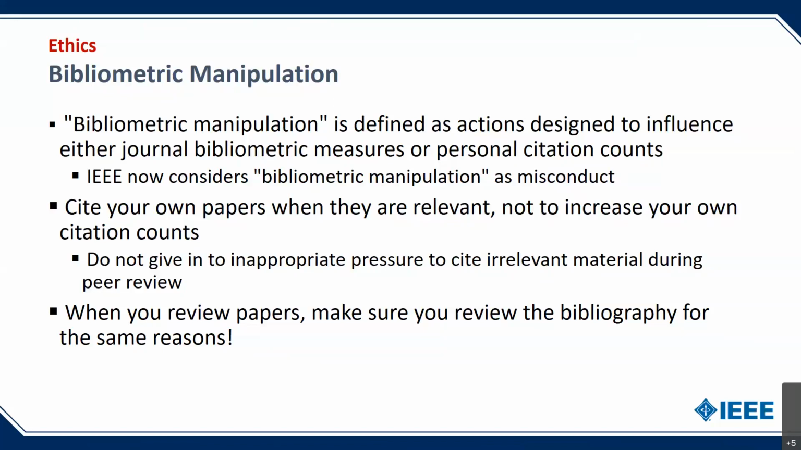So cite your own papers when they're relevant and not to increase the citation count. This is also true when you're reviewing. Make sure that you're not asking somebody to just cite your papers, even if they're not relevant. And as an author, you should not feel pressure to give in to undue pressure to cite irrelevant material during the peer review. Complain to the associate editor or the editor-in-chief, and they will take appropriate action.